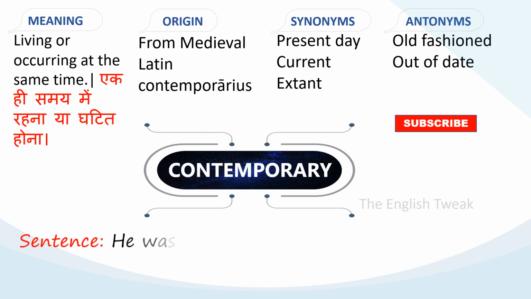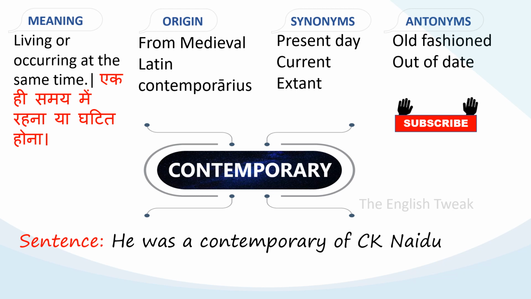Let's see an example. He was a contemporary of C.K. Naidu. By this sentence, we could understand that he was a contemporary, or he lived in the same generation as C.K. Naidu.